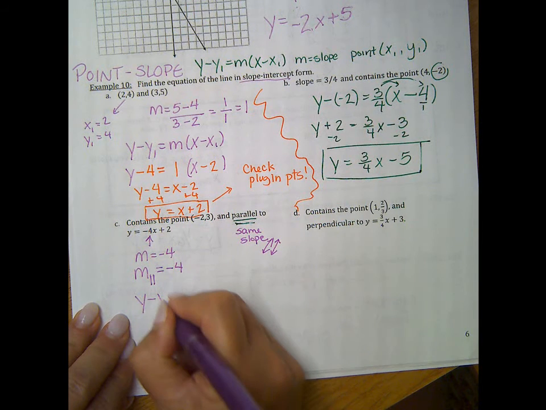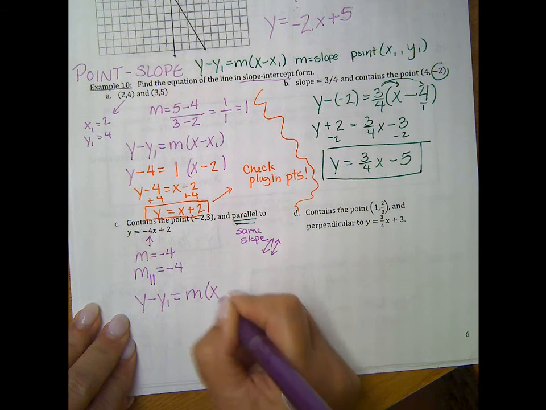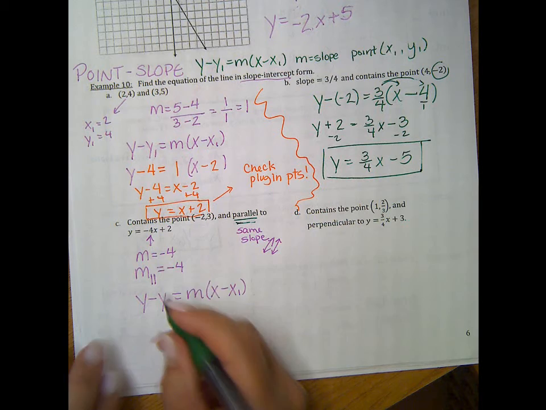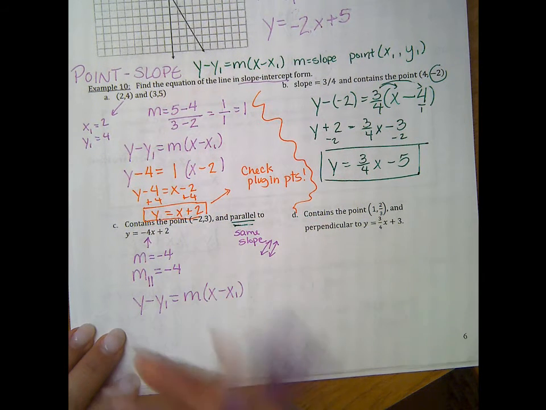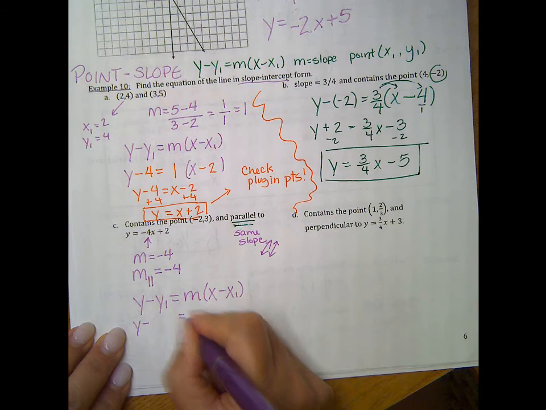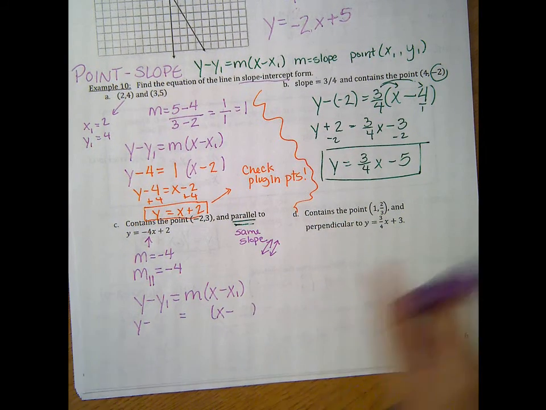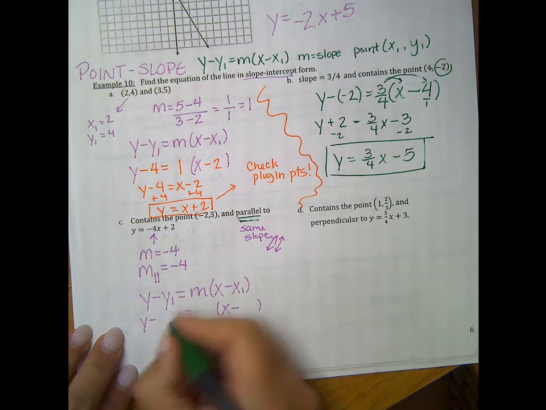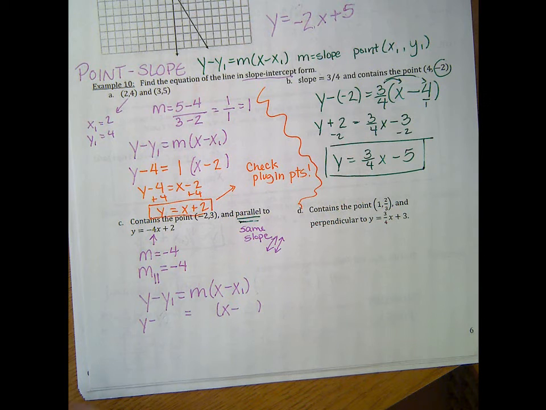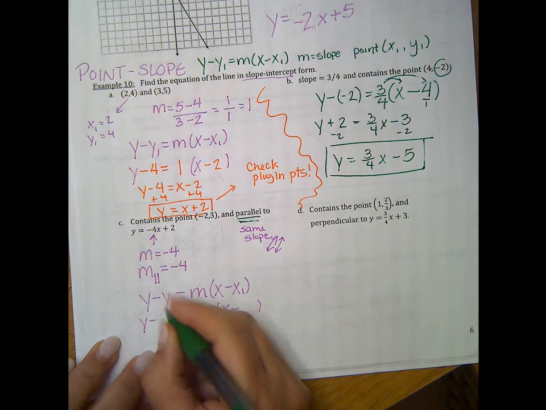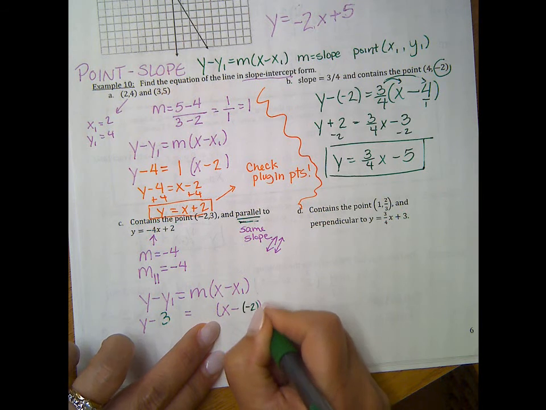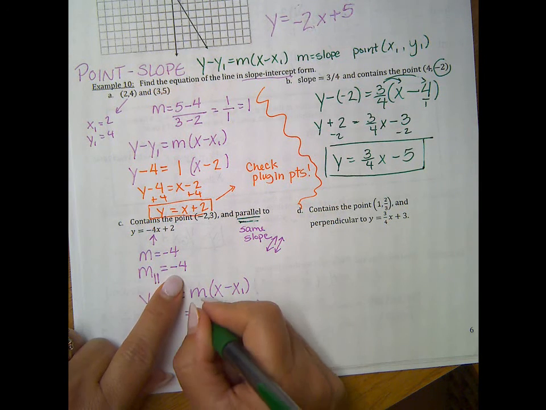So y minus y1 equals m times x minus x1, point slope form again. So our y minus and our x minus are going to be there already. But y1 is the y value of the point, which is 3. Oops, I'm running out of ink there. Get a different color. That's 3 for our y1, and our x is negative 2. And our slope, remember we found our parallel, was negative 4.